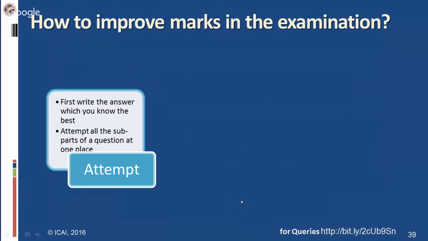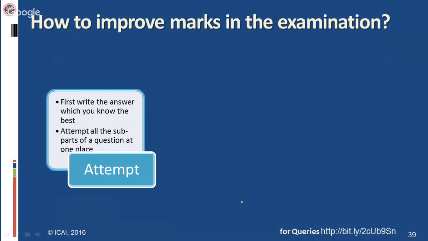How to improve the marks in the examination? It is very important. Please note down. First of all, read the question carefully, try to understand the requirement of the question, and only then apply the provision. And first write the answer which you know the best. As we have already explained, the 15-minute time is the best time for you.